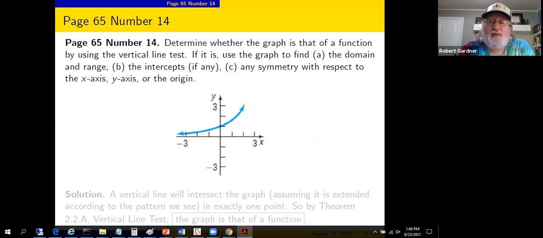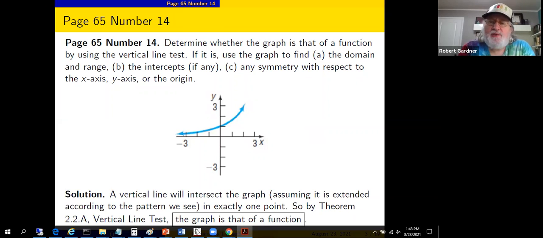Okay, well, is it a function? Does it pass the vertical line test? A vertical line will intersect the graph in exactly one point, assuming it's extended according to the pattern we see. That is, it continues off without bound in the left direction. I mean, that's what they're implying by the arrow here. And it continues off in the right direction. That's what the arrow means here. And I can plug in numbers very far to the right, and we may get out really big output values, but you can plug in any real number as their implication. On this side, you'll get out small positive numbers, and on this side, you'll get out really big positive numbers.